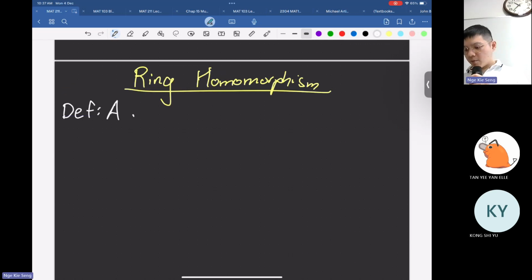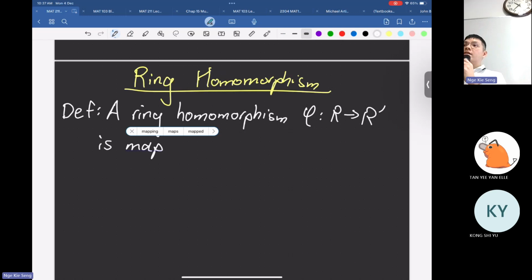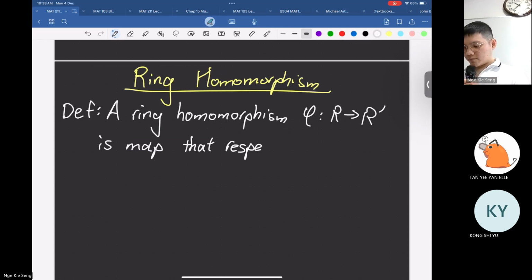Okay, so a ring homomorphism, obviously from the word, is a map between 2 rings. So it is a homomorphism, right? So it has to respect the structure. So how many structures are in a ring? What I mean by structure. Okay, so what's the definition of ring?